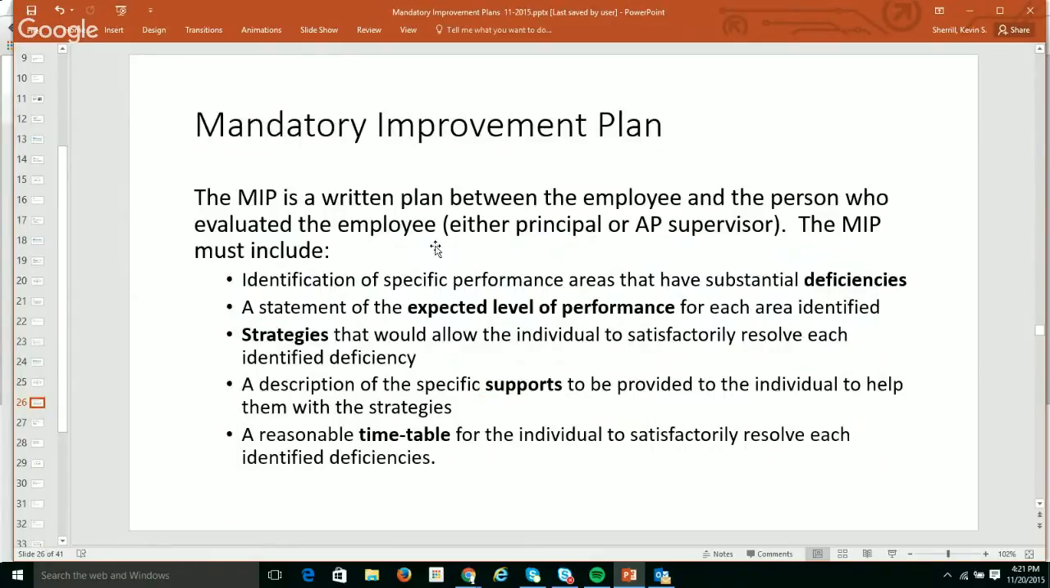It has to include, the written plan itself has to say where this person has substantial deficiencies. It has to say what we're expecting for their level of performance. So what should they have been able to show that they could do? What's the expected level of performance for each of those identified areas? What strategies are going to allow this person to resolve the identified deficiencies? So what strategies are you going to work with them on? And what specific supports are we going to provide that individual to help them with the strategies? And then we need to establish a reasonable timetable for the individual to resolve each of the deficiencies.